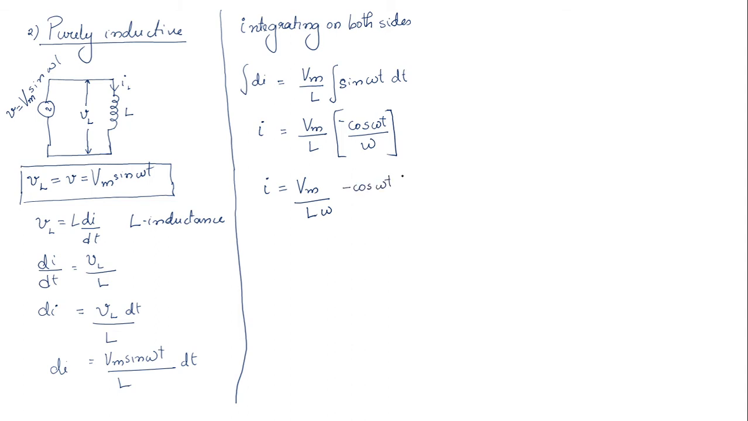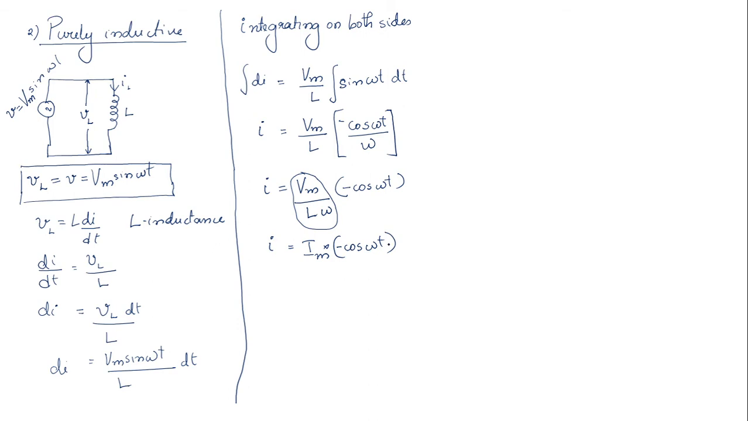Now you just check this expression. This is the current equation, correct? Can you compare these two? No, before that, one more thing we can change: Vm is a constant, and L into omega is also a constant. So these constants can be together made into another constant, which is Im. So Im into minus cos omega t is the equation now. Still, can we compare this equation and the voltage equation? No. Why?